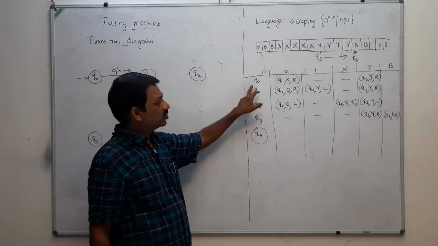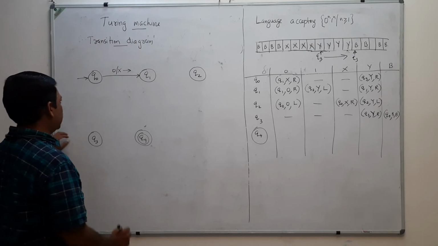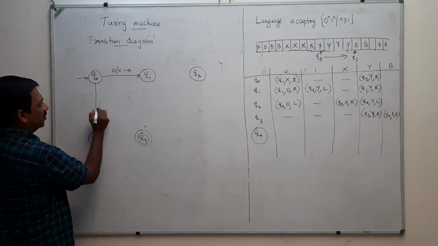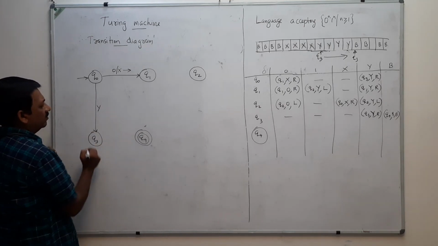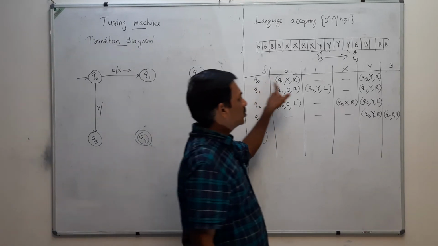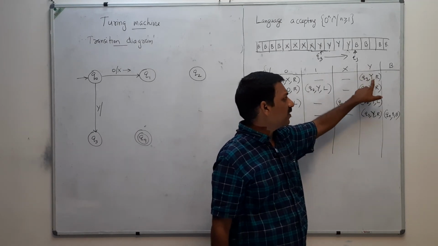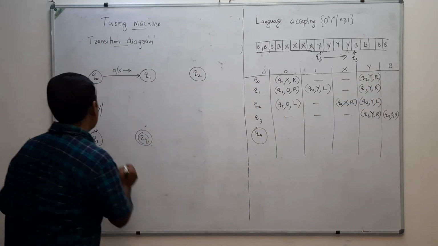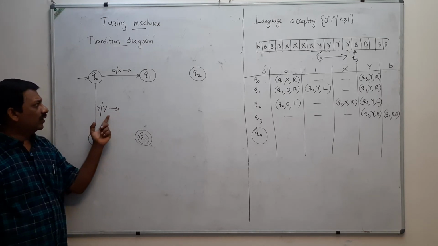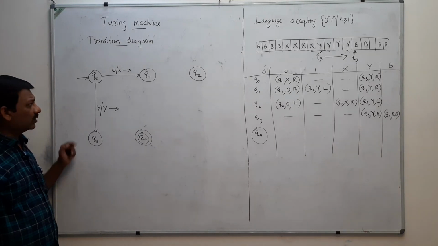Now, what is Q0 on y? Q0 on y, what will happen? It will move to state Q3. This is the symbol y, and we are going to replace this y with what? Q0 on y will move to a new state Q3 after replacing this y with y and moving right. That means y is replaced with y and it is again moving right. Those are the transitions for Q0.